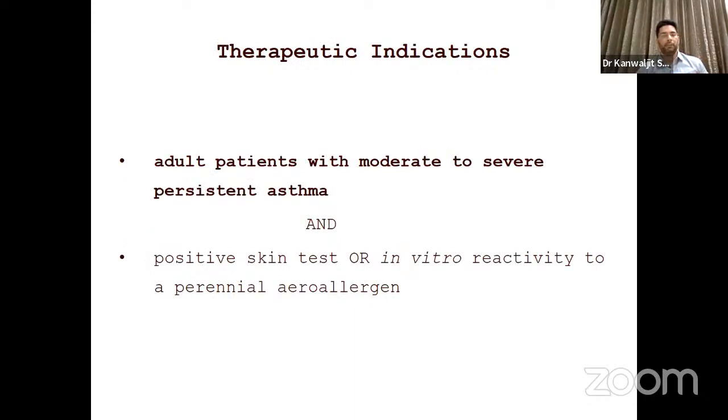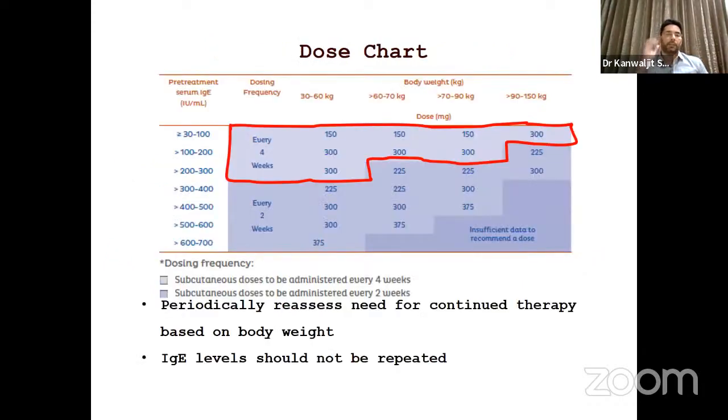What are the therapeutic indications of Emzumab or omalizumab? Adult patients with moderate to severe persistent asthma and positive skin test or in vitro reactivity to perennial aeroallergen. So this is the dosing chart. It is based on the total IgE levels and the weight. The maximum dose which can be given is 375 mg, not beyond that. And IgE levels should be checked before starting the treatment, and should not be repeated during the course of treatment.